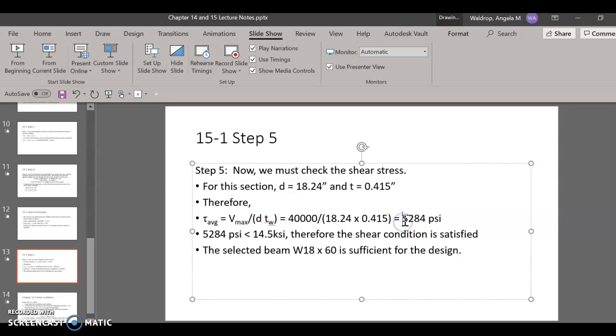Now, if we take a look at this 5284, we had to calculate that. And we're going to compare that to the original value that we had before, that 14.5 ksi, and we can see we're definitely under that, so we know that our shear condition is not going to be a problem. So we can make sure that it's not going to be overstressed, and we can see that it's also not going to snap. So we can say that that first beam that we had selected, W18x60, is sufficient for the design. The one thing I do want to note is that there's more than one solution for these problems. As long as you're going through the steps and doing the checks, you'll get the problem correct. It's really a matter of following the steps, okay?